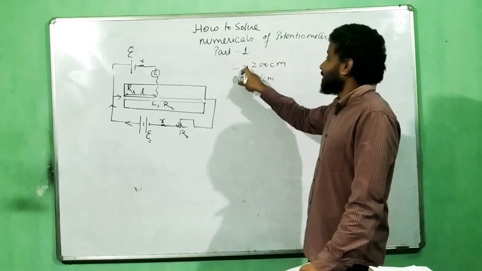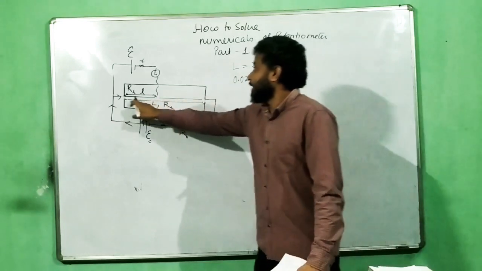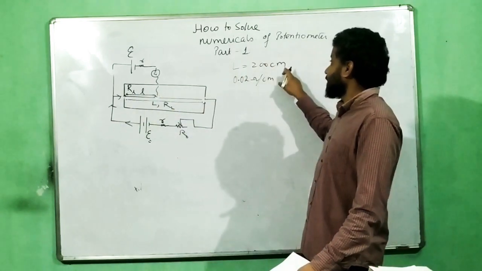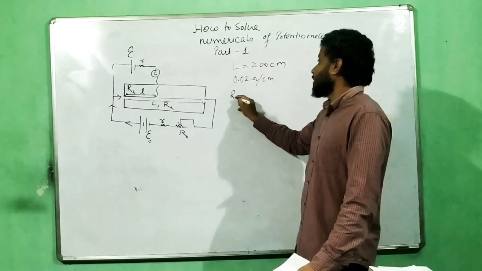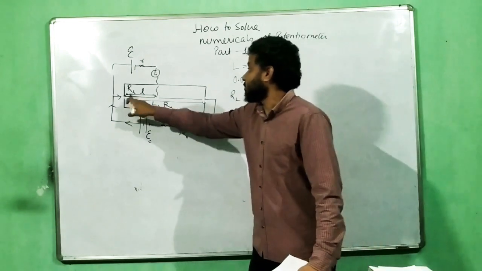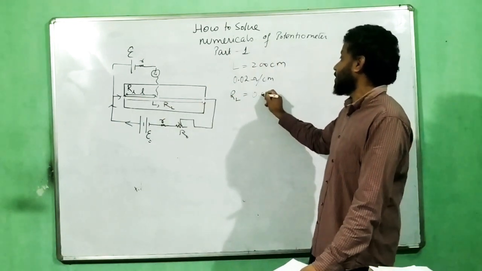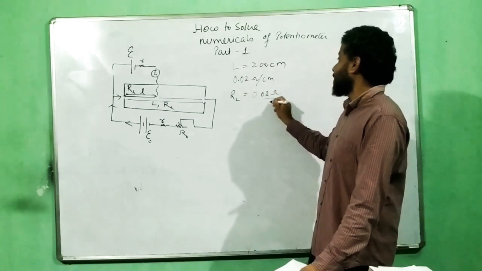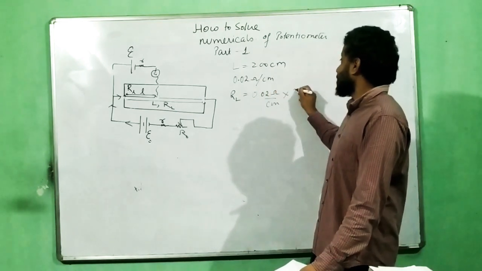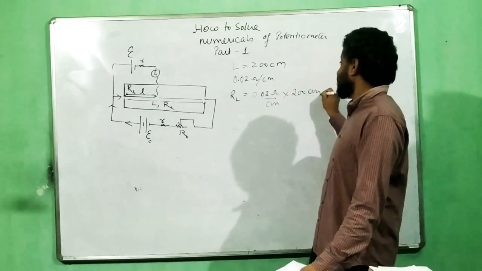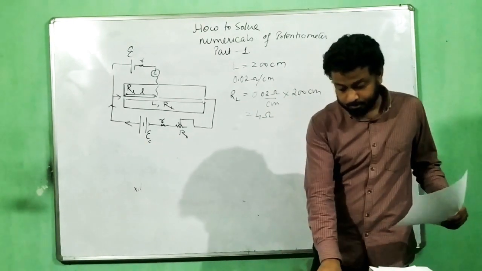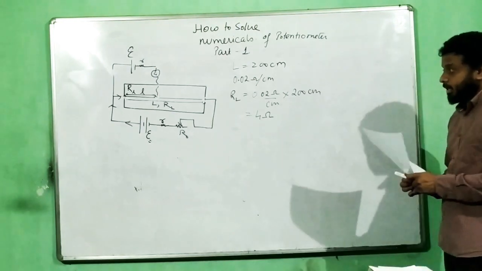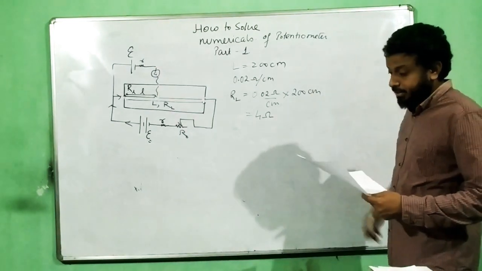Let's first deal with the total length. If total length is 200 centimeter and each centimeter has 0.02, that means the total resistance of the entire potentiometer wire will be equal to 0.02 ohm per centimeter multiplied by total length 200 centimeter, and that will give me the answer as 4 ohm. Okay, so this is not given, we found right away.